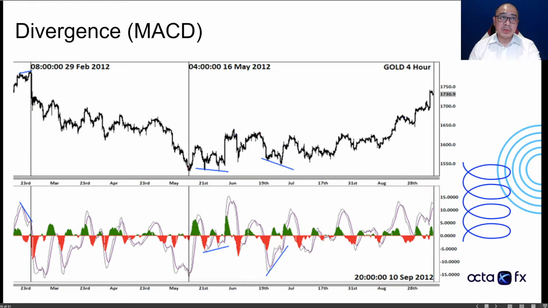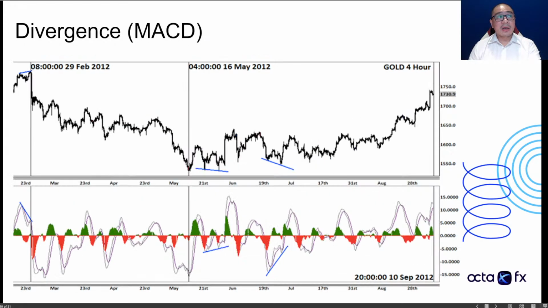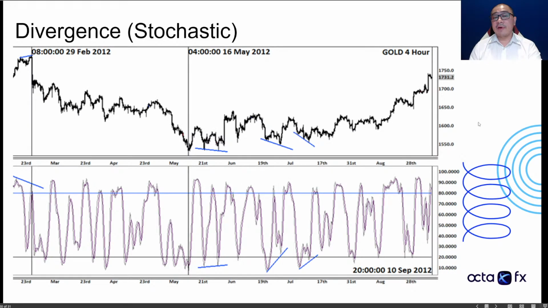That was the example that we talked about just now. So we are going to be looking at the same scenario here using stochastics. The difference is that if I switch between these two examples here, the MACD identifies one bearish divergence and then two bullish divergences at the bottom. The stochastics identify one bearish divergence and three bullish divergences at the bottom there.